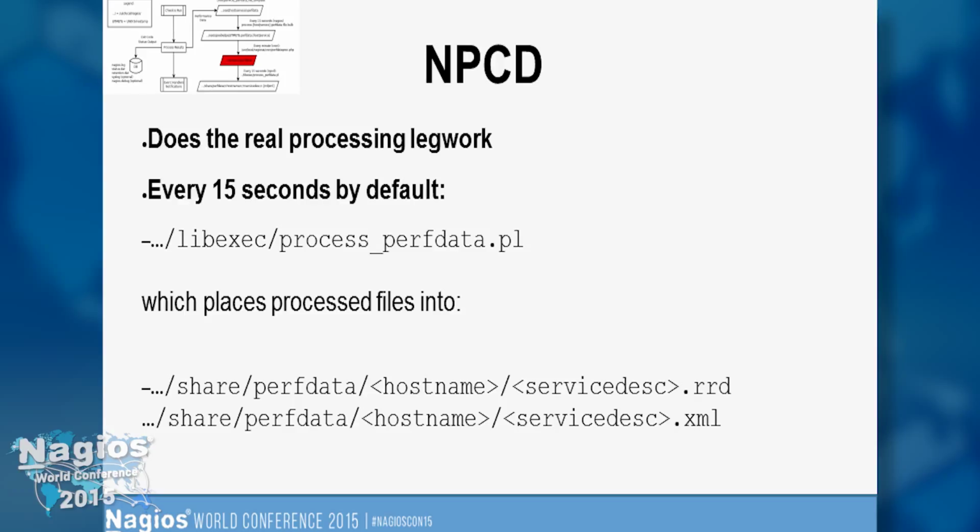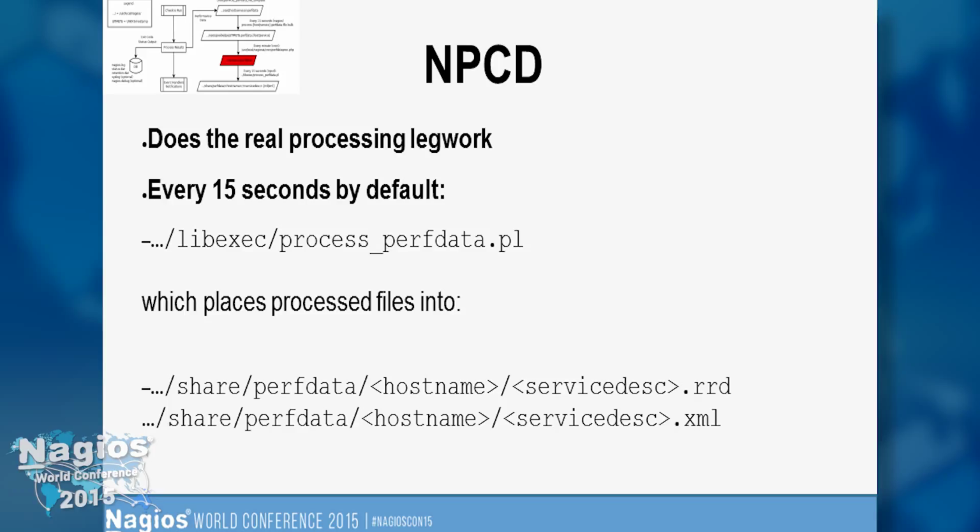So it actually grabs all the information and sets them into two files under user local Nagios share perfdata, and then it creates a directory with the host name. So if it's a localhost check, it would be called localhost. If it's called www.nagios.com, it would be a folder called www.nagios.com. And then within that, it creates all of the service files. So you get two files for each service that has perf data.